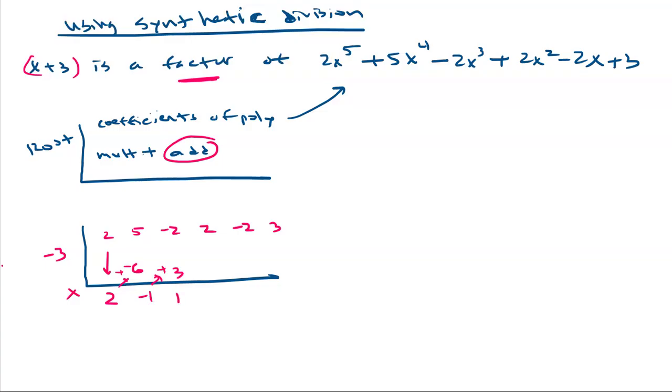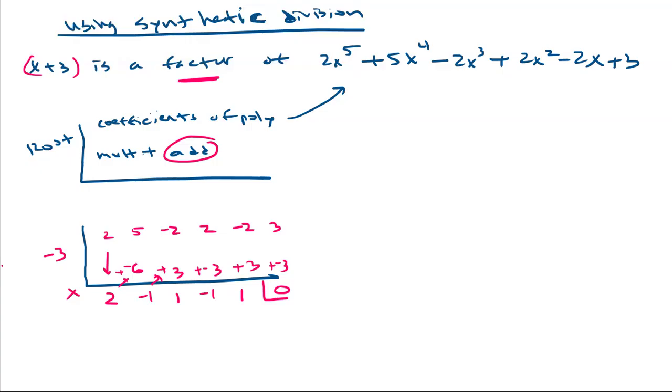-3 times 1 is going to give us a -3. Then we add again. So 2 plus -3 is -1. -3 times -1 is going to give me a +3. So we add -2 plus 3. It's going to give me a +1. And then -3 times 1 is going to give me a -3. And then we add. So that's going to give us a remainder of 0, or a result of 0, I should say.